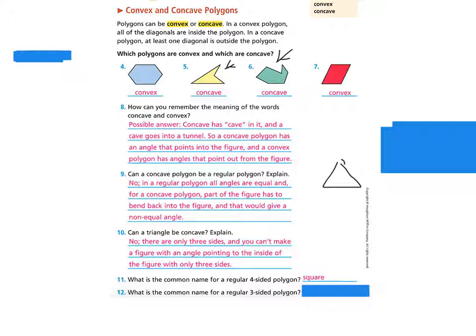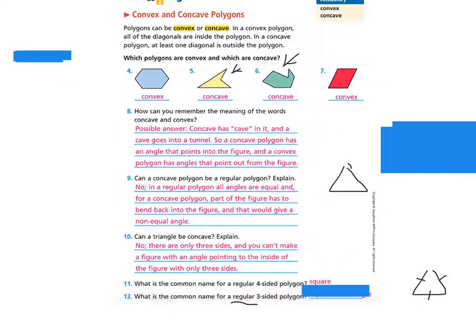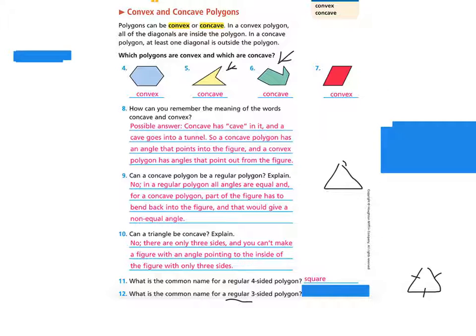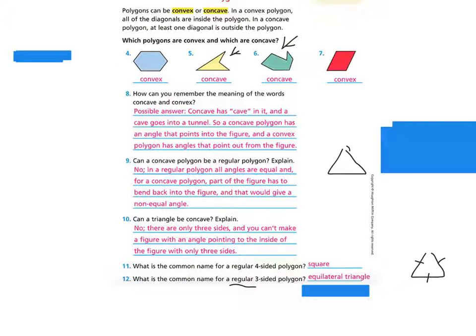How about, what is a common name for a regular 3-sided polygon? Key word here being regular. Remember, regular means all the sides are congruent, so the triangle has 3 congruent sides. Ignore that little opening there. What's the name of that triangle? If you said an equilateral triangle, you were correct. There we go. Let's move it up like that.